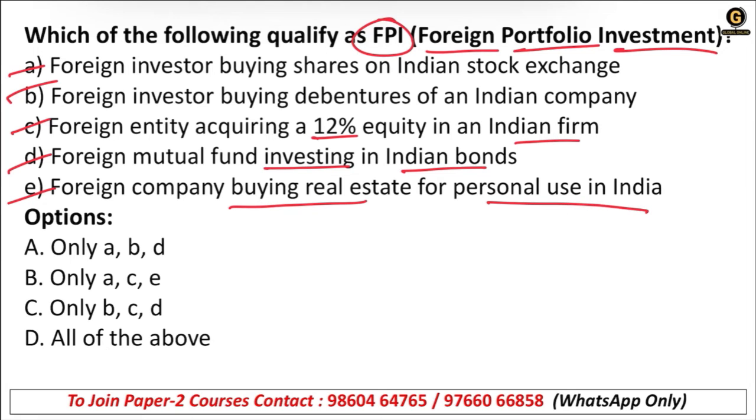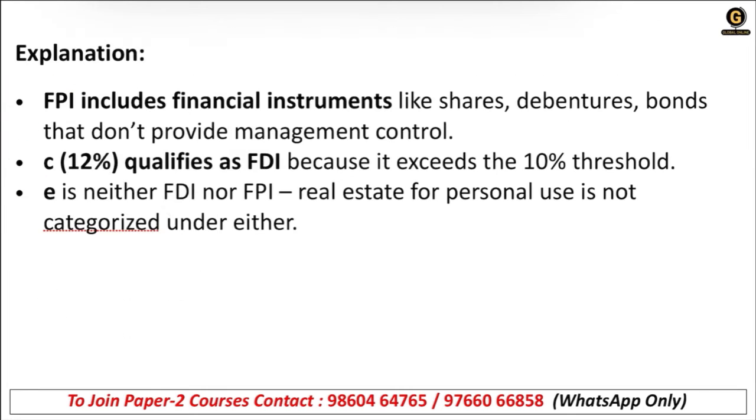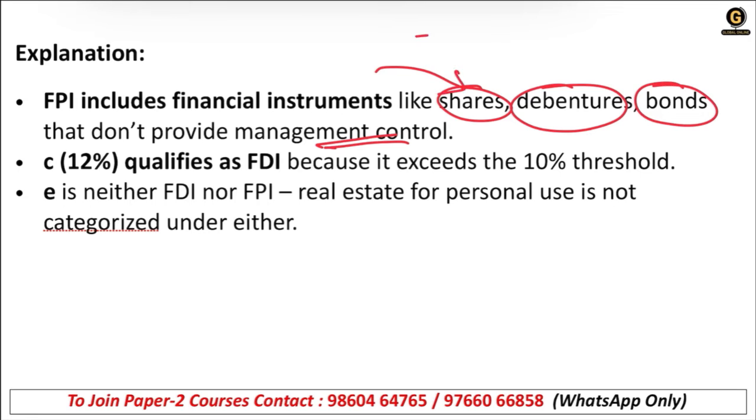Okay, so the right answer is option A, that means A, B, and D only. Okay, C is not correct, E is also not correct. FPI includes financial instruments like shares, debentures, bonds that don't provide management control, right? So here you can invest in another country, you can invest in shares, in debentures, and in bonds as well. This is called FPI investment.